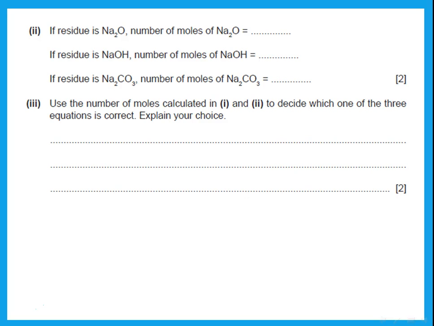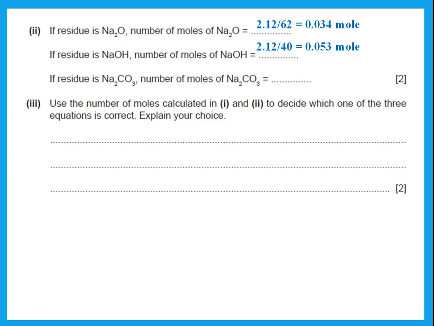So from this mass, I can calculate the number of moles if it is Na2O, the number of moles if it is NaOH, and the number of moles if it is Na2CO3. So in each case, the mass over the molecular mass of that substance will give me a certain number of moles. Now, use the number of moles calculated to decide which one of the 3 equations is correct.